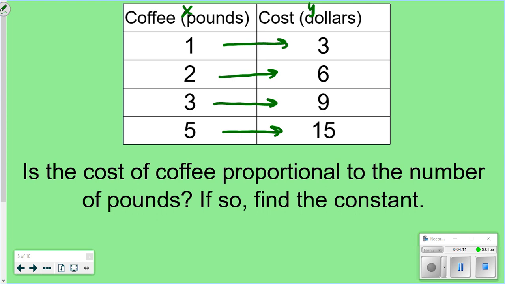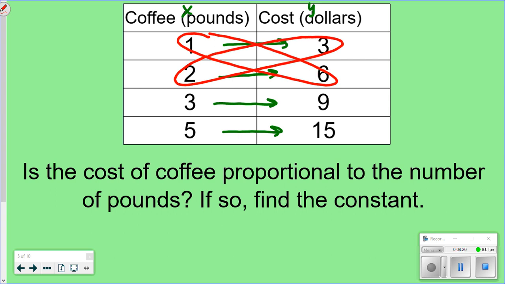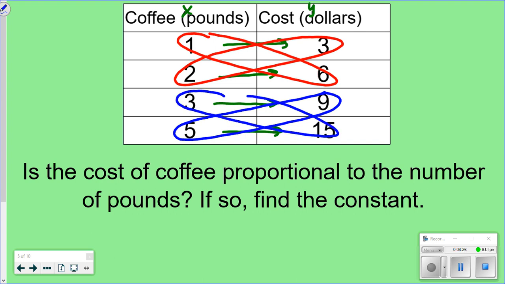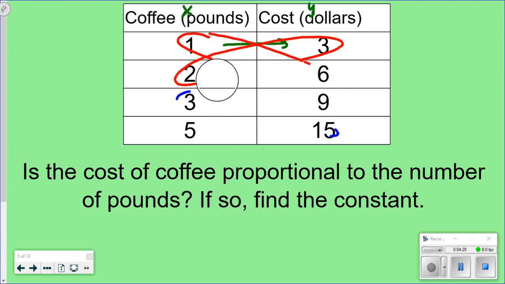Now there's a lot of ways we could do this. Let's talk about some of our ways. We could do our butterfly method. 1 times 6 is 6, 2 times 3 is 6. Okay, so far it's in proportion. What if we do this? Well, 5 times 9 is 45, 3 times 15 is 45. I used the butterfly method to figure out that this is in proportion.